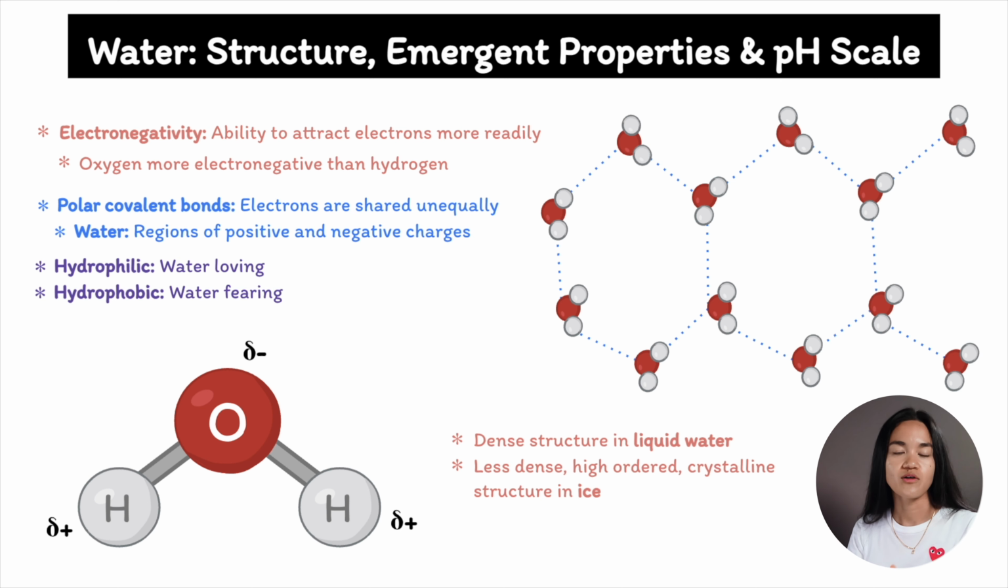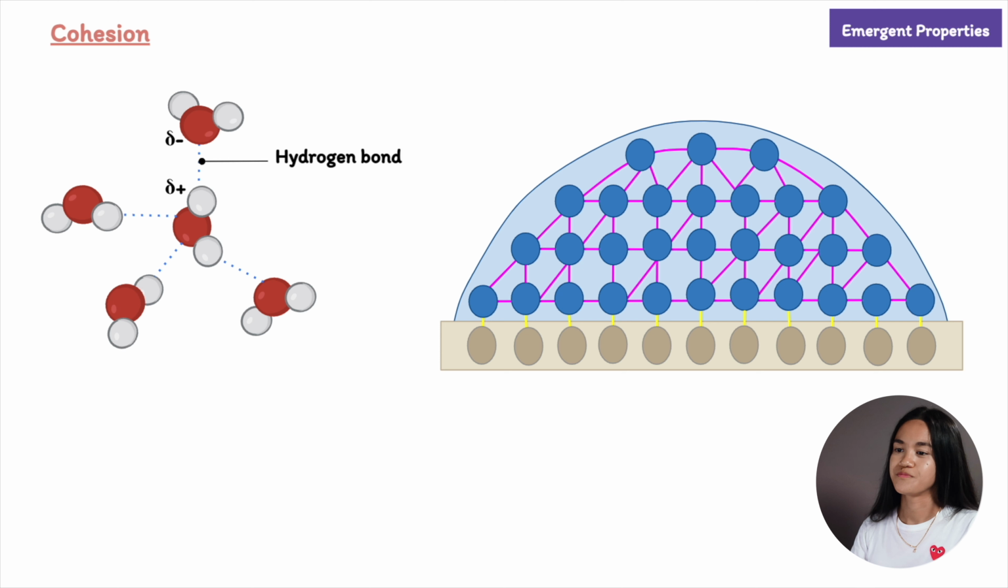So let's now get into the four emergent properties of water that impact life. This includes cohesive behavior, ability to moderate temperature, expansion upon freezing, and versatility as a solvent. So take a shot of water and let's go through cohesion.